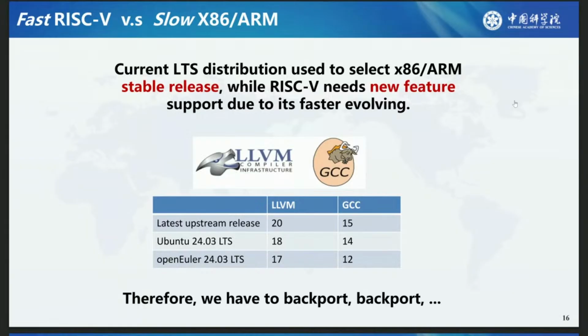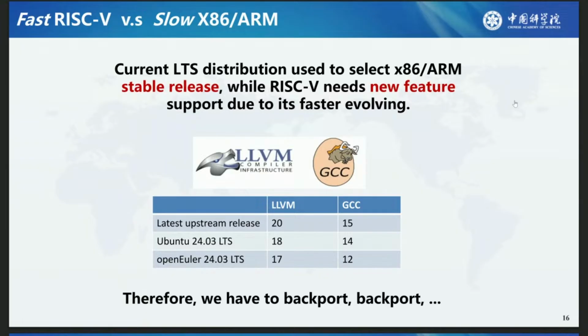So I give an example. In Ubuntu 24.04 LTS, the long-term support version, they use version 18 for LLVM and 14 for GCC. But the latest release versions are already 20 and 15 respectively.